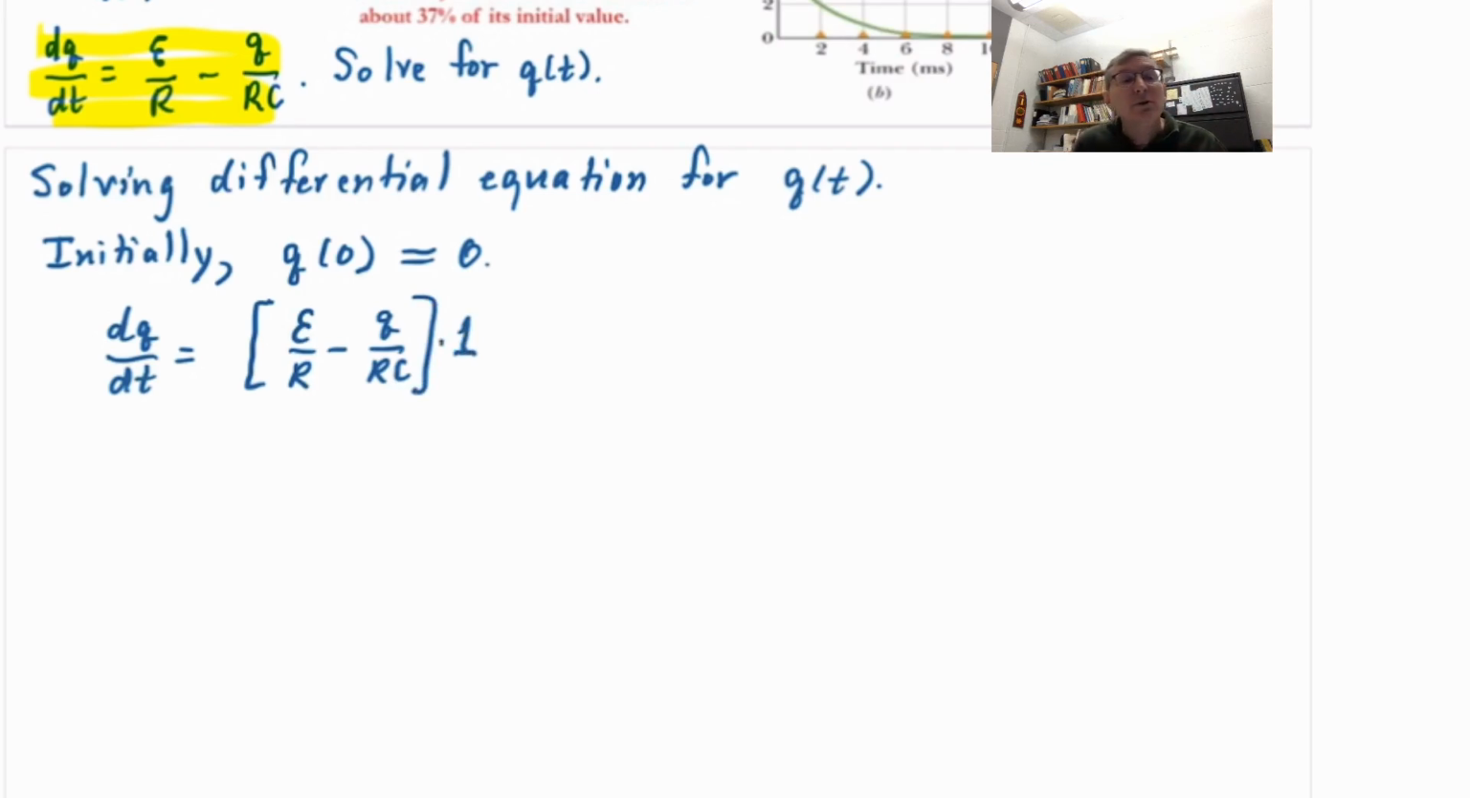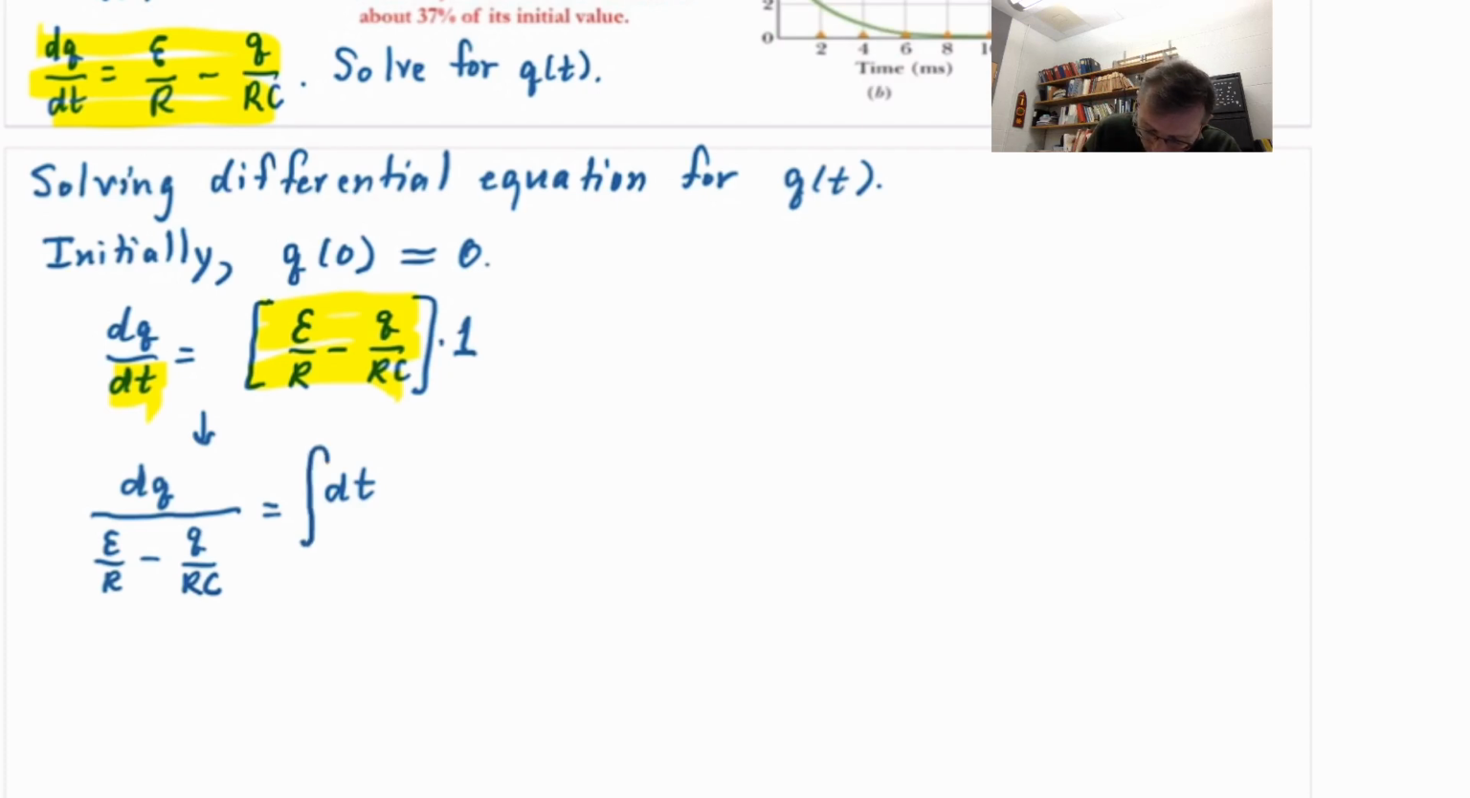And then what I want to do is cross multiply. I'm going to take all this stuff in the brackets on the right over to the left and downward. And I'm going to take this dt over to the right and upward. So that then the next step looks like this. dQ over (E over R minus Q over RC) equals 1 times dt, or dt. And then I integrate both sides. So integral on both sides. Doing the same thing to both sides, you can do that.